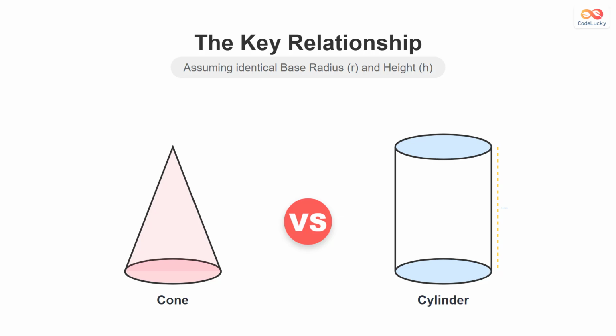Now, imagine placing a cone and a cylinder side by side. Crucially, let us assume they have the exact same radius and the exact same height. The cylinder goes straight up, while the cone tapers to a single point. Clearly, the cone holds less volume, but how much less?